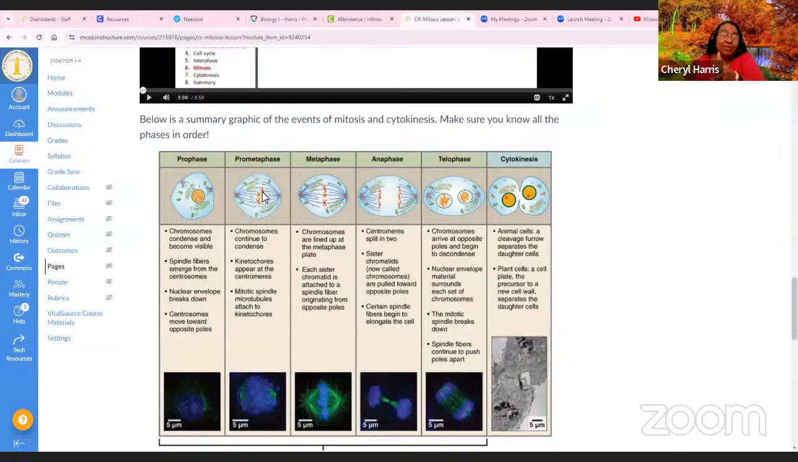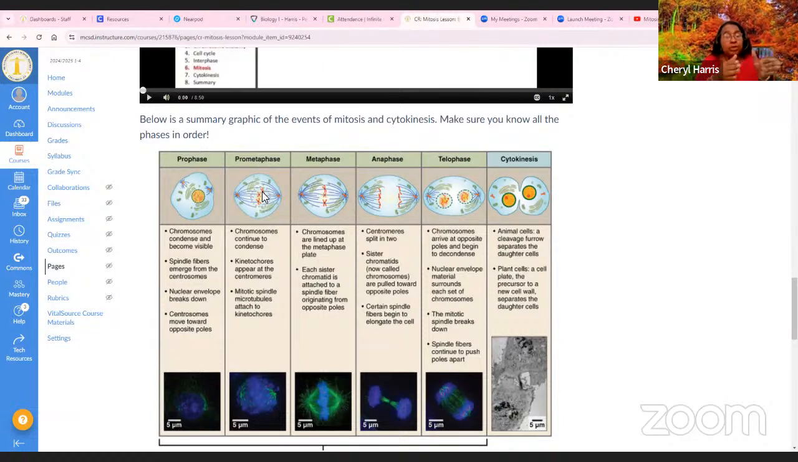What happens after that is cytokinesis. In cytokinesis, everything else divides. The rest of the cell divides. The cytoplasm and the cell membranes pinch in, and that's where you form the two new cells.